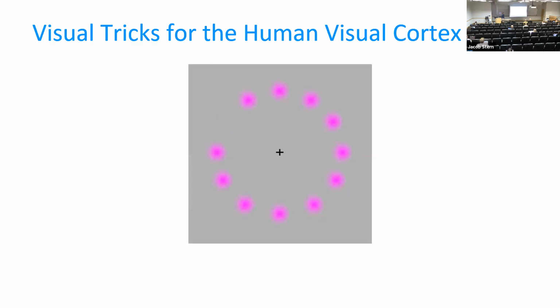Can you see what this one is? What happens when you stare at the cross? Yeah. So if you stare at the cross, you get a green dot. If you look somewhere else, you don't.